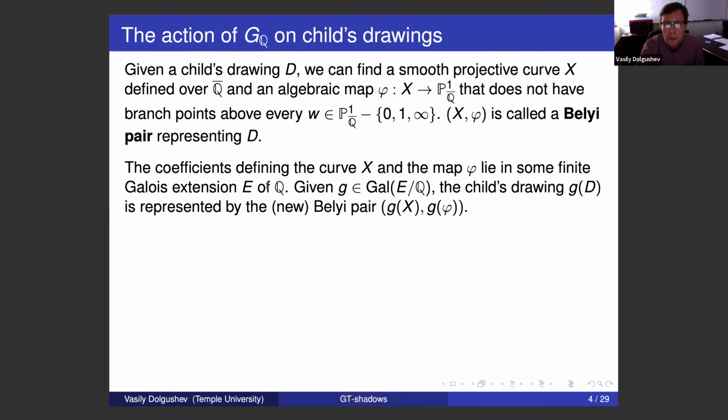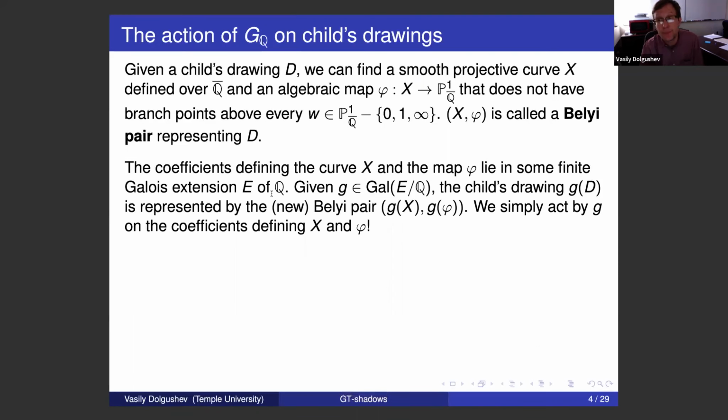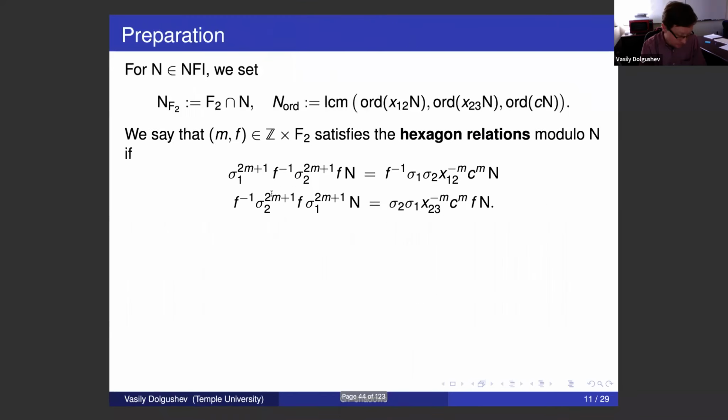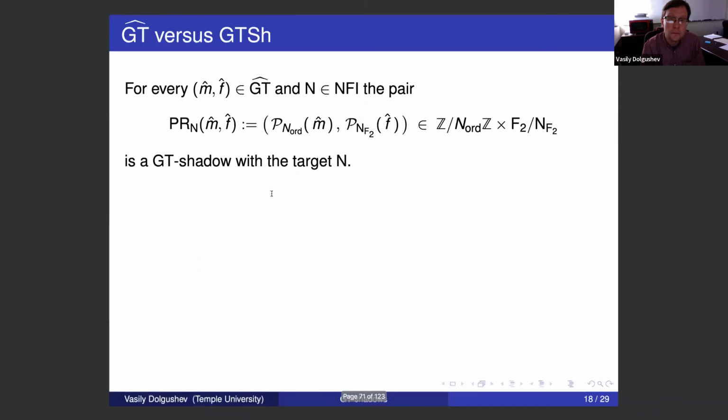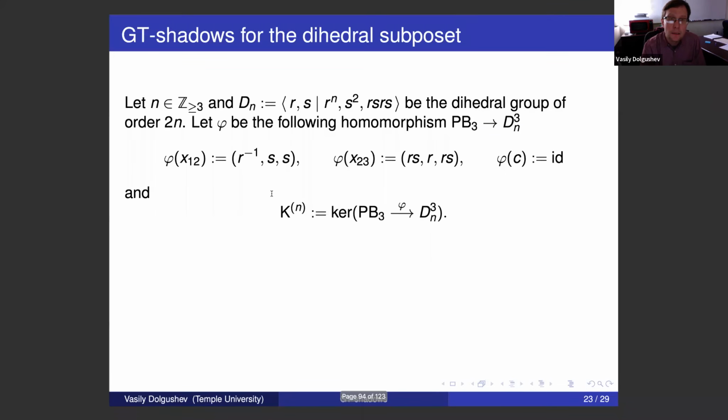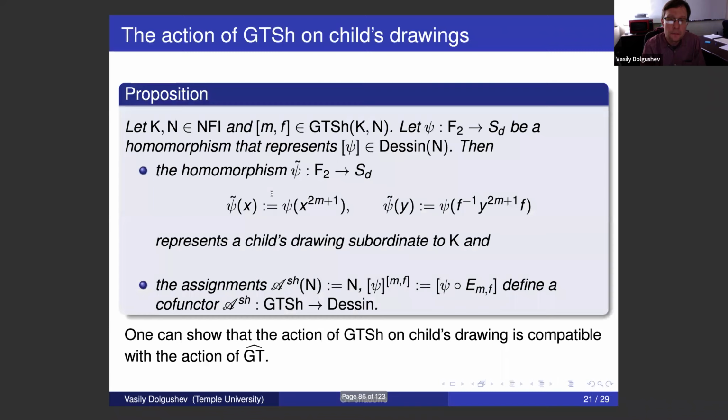So remember that the coefficients defining the curve and a morphism sit in a Galois extension. So the choice of this finite Galois extension is like a choice of N that dominates the child's drawing. That's precisely that. And so here is the action. It's convenient to define it in terms of a functor from this groupoid to the sum.